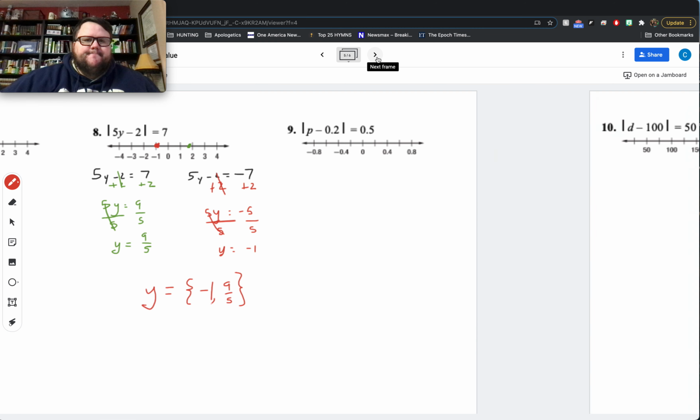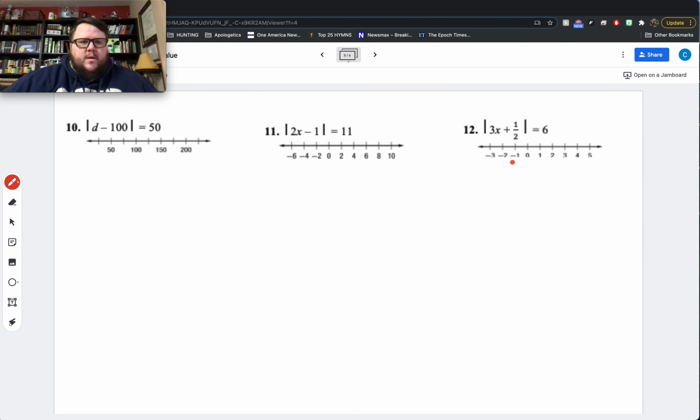And that's that. I'm going to do number 12 for you as well. So I'll do number 12. So 3x plus 1/2 equals 6. And 3x plus 1/2 equals negative 6.